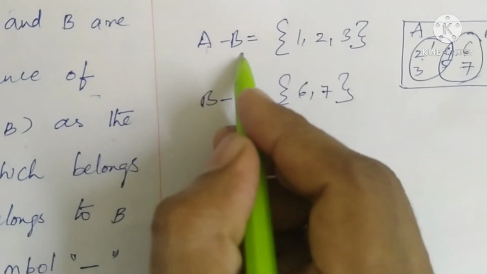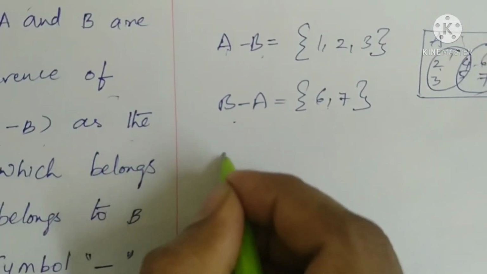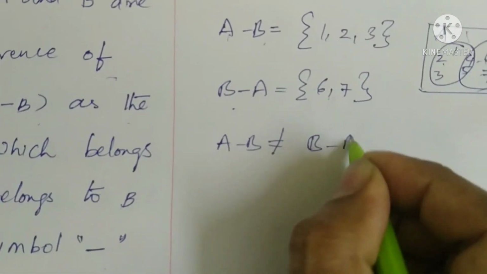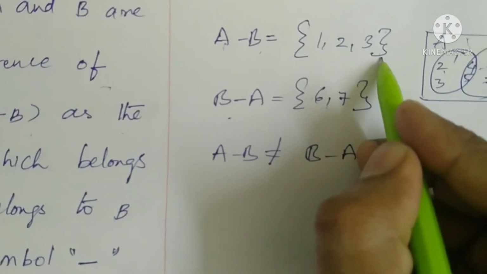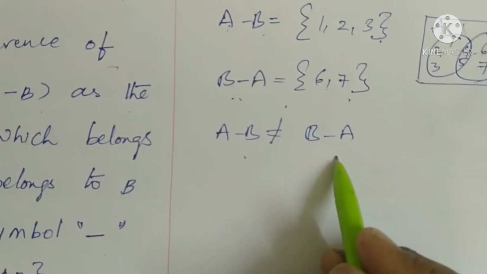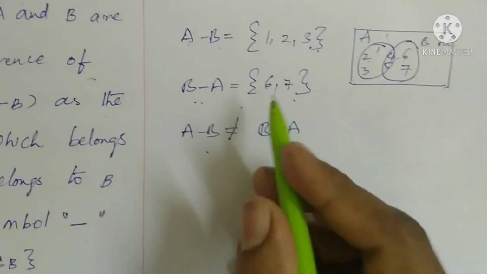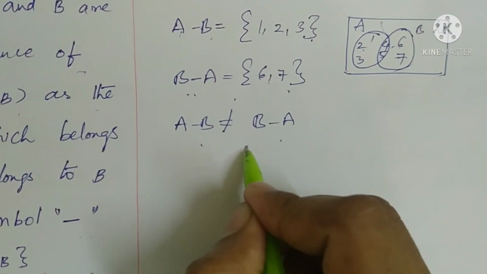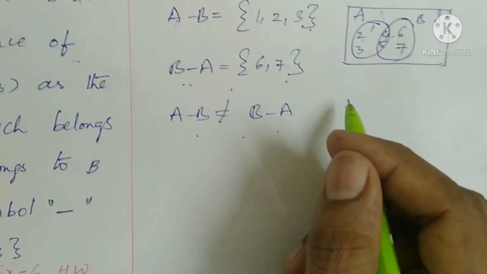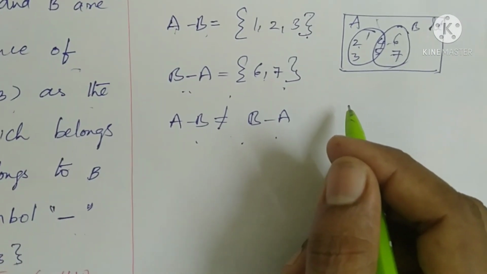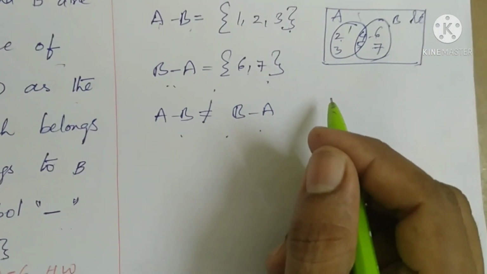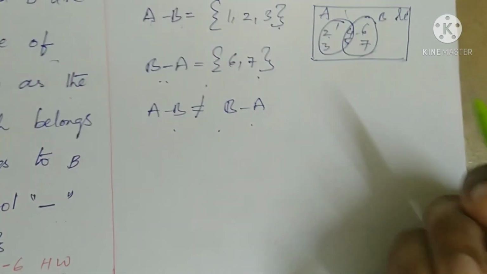So here A minus B is not equal to B minus A. So the set of elements of A minus B is not equal to the set of elements of B minus A. So this is our final justification. In which situation is A minus B equal to B minus A? If A is equal to B, both sets are equal, then A minus B is equal to B minus A. This is a very important condition, my dear.